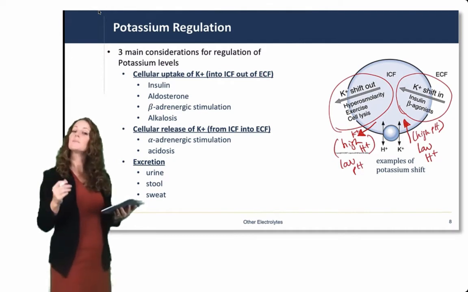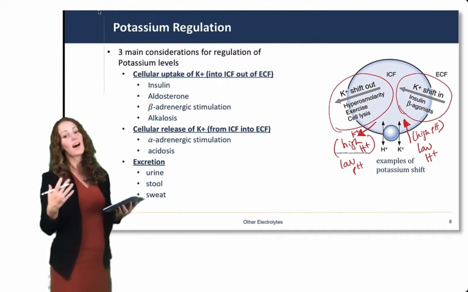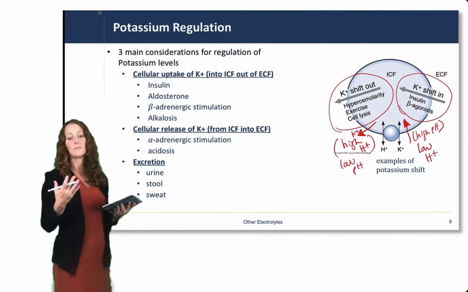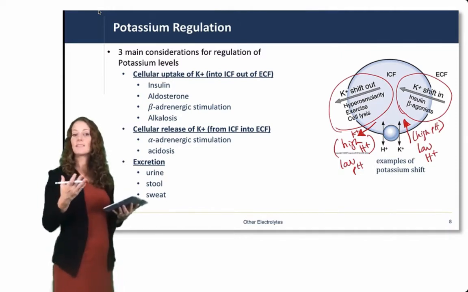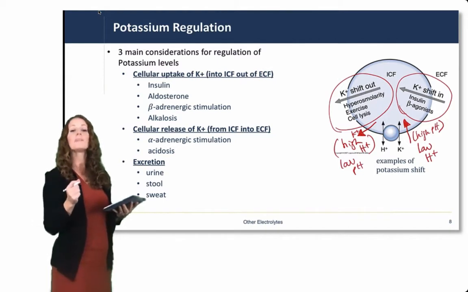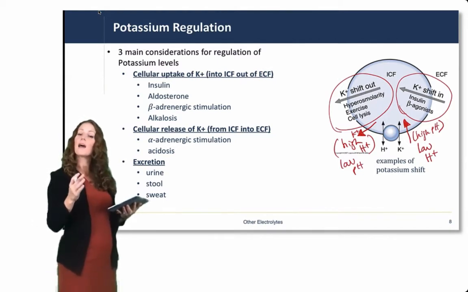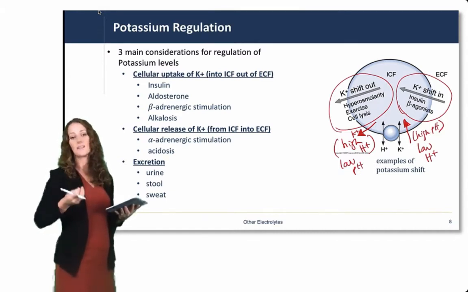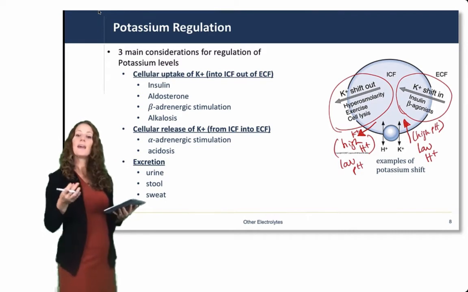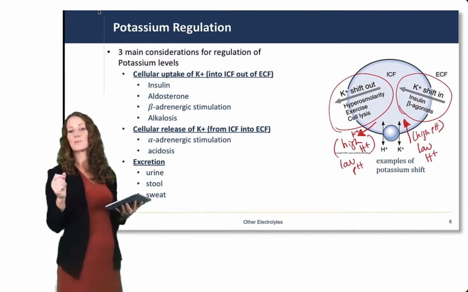It's also possible to have renal, GI, or other losses of potassium through excretion. There are urinary mechanisms that cause an increase in excretion of potassium. You can have potassium lost in the stool, for example, through a high fluid diarrhea that activates potassium channels. And you also lose potassium in sweat.